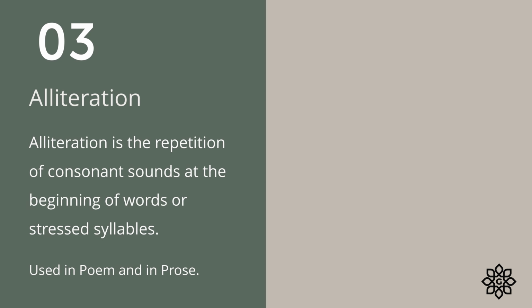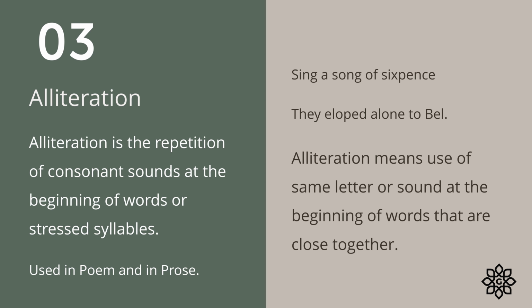For example, sing a song of sixpence. Here, it is the repetition of consonant sounds: sing, song, sixpence. Next, they eloped alone to bell. Here, it is a repetition of stressed syllables: eloped, bell. So, alliteration means use of the same letter or sound at the beginning of words that are close together.